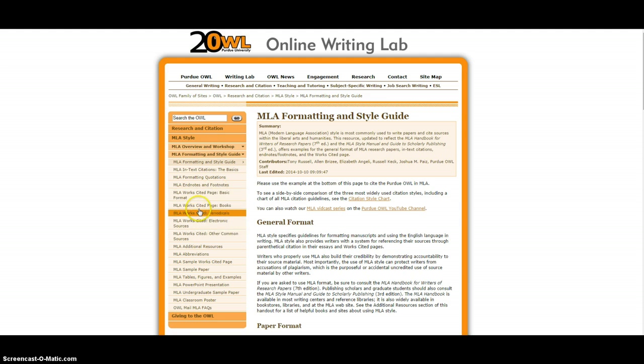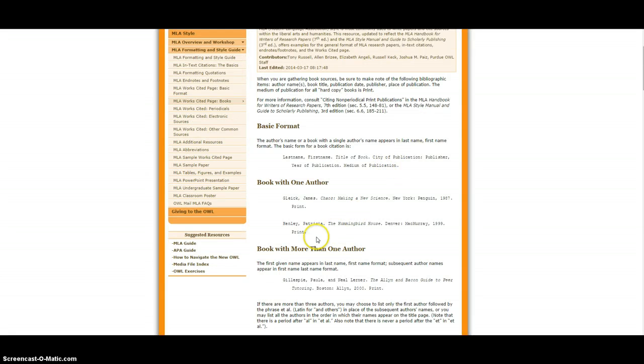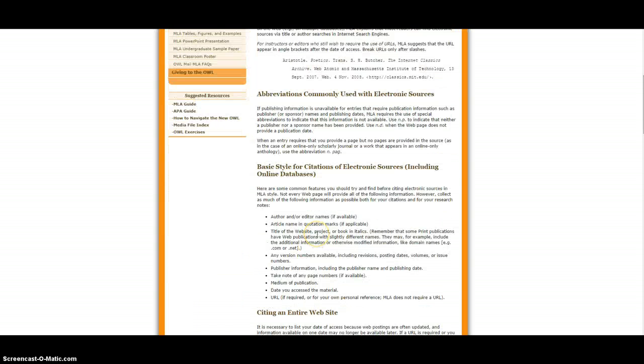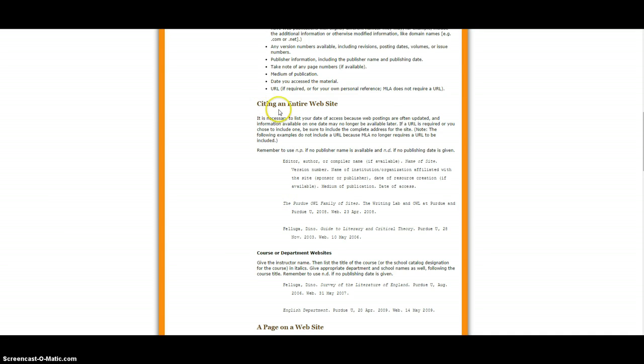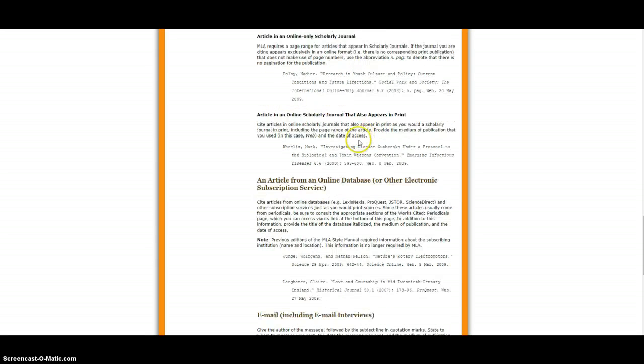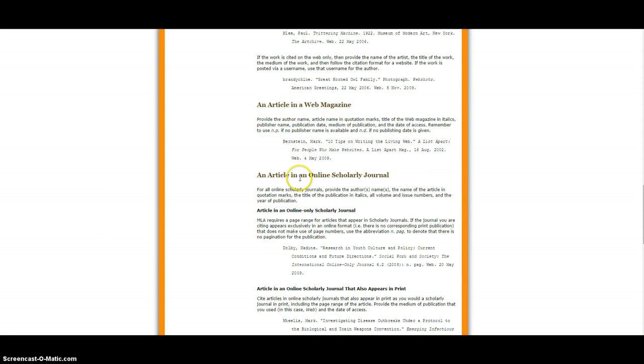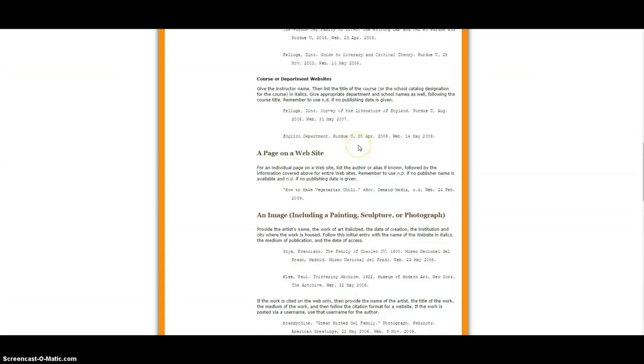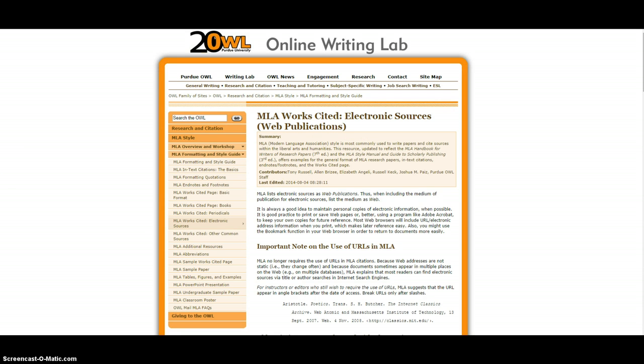So if I am going to do a works cited for a book, I can click here and it's going to give me the information on how to cite a book on my works cited page. If I need electronic sources, here's where it'll show me the basic style for an entire website, for a page on a website, an article in a web magazine, which is kind of what I usually equate with an article in a web newspaper as well. So I'm hoping that this is going to give you enough information to get started, and you can be looking for more information from me as you go along.